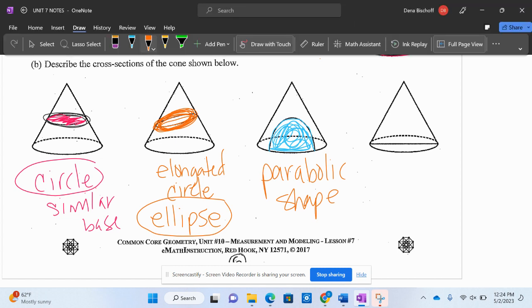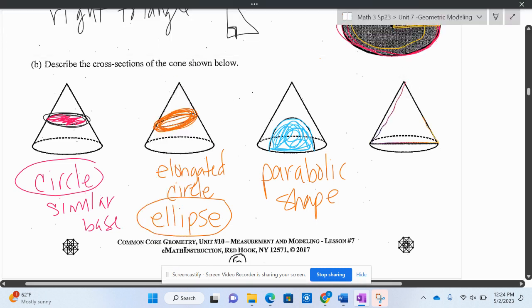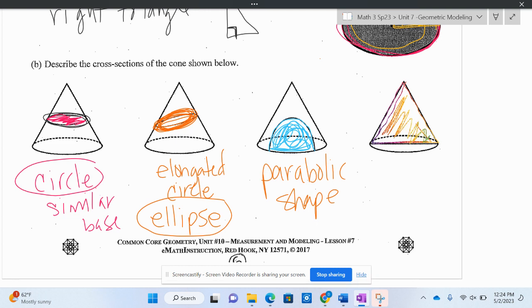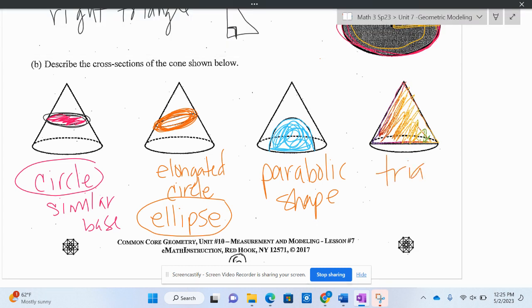Okay. The last cross section, I cut directly through the apex and I went straight down. So what shape is this? It's a triangle. Yes, it is a triangle. Okay.